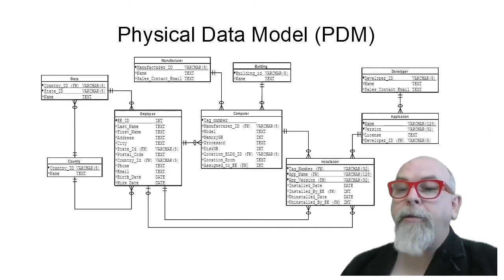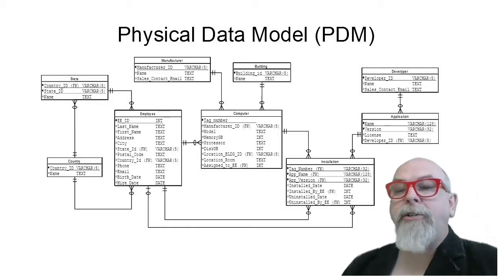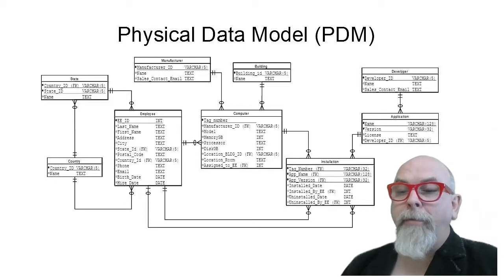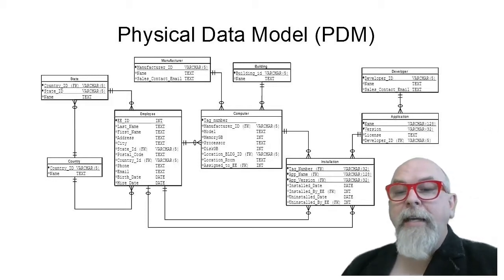And an application belongs to one developer, but a developer can have many applications. A building has many computers, but a computer is only in one building. A manufacturer has many computers, but a computer is only manufactured by one manufacturer. And you can see all of these relationships as we have identified the relationships.